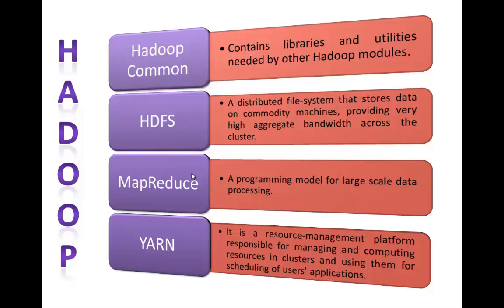Now MapReduce is a programming model which is used for processing of big data. YARN was included in Hadoop 2.x and it is a resource management platform, and it provides support for non-MapReduce applications like Giraph, Pig, Spark, etc.